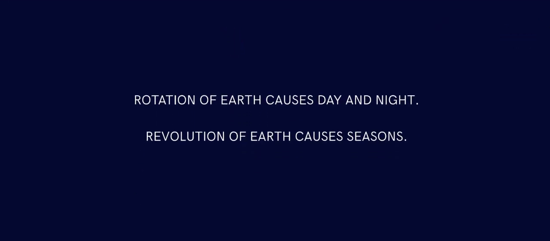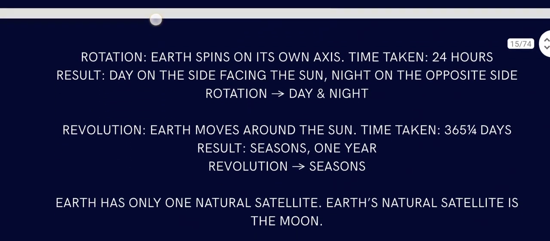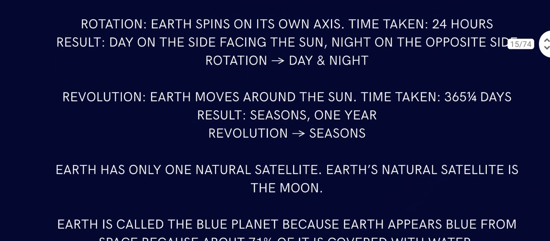Rotation of the earth causes day and night. Revolution of the earth causes seasons. Rotation: Earth spins on its own axis. Time taken is 24 hours. To be exact, it's 23 hours 59 minutes, something like that. Result: the side facing the sun has day and the opposite side has night, that is day and night. That is rotation. Revolution is Earth moving around the sun. Time taken is 365 and a half days. Result: seasons. One year, seasons. Revolution equals seasons.